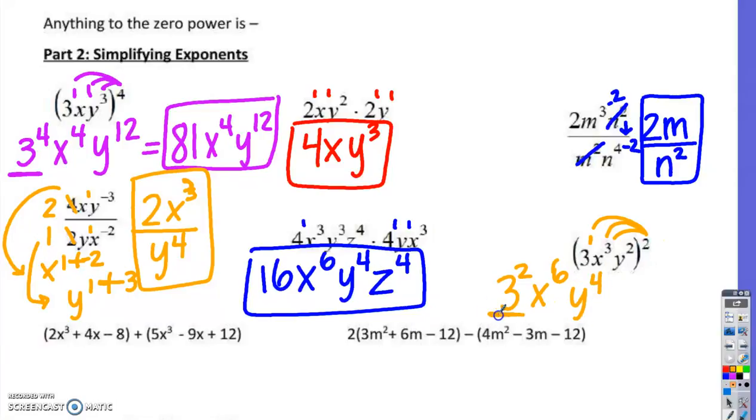Now remember, after we do this, we need to evaluate the number out there in front. 3 squared is 3 times 3, so we know that's 9. X to the 6th power, y to the 4th power. And there's our final answer there.